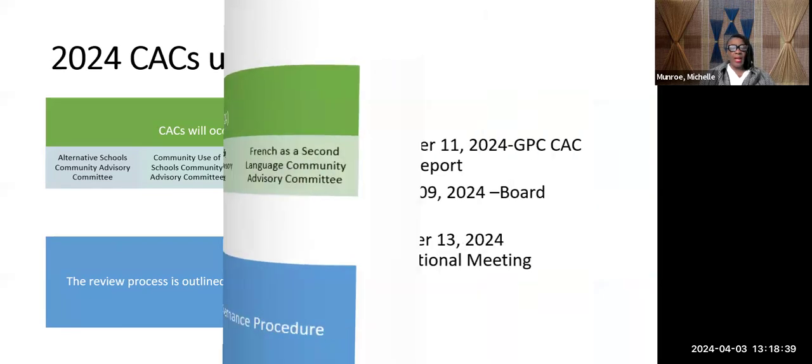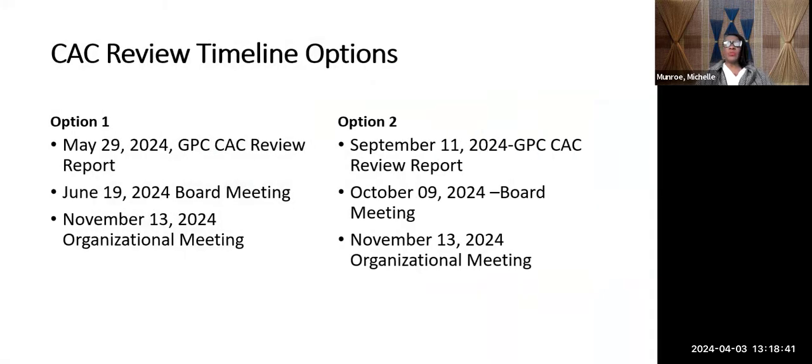So the process around the review, here are the review timelines for this year. We have two options that we've outlined already to our CAC co-chairs and to our staff, and we want to continue to reiterate it. The first CAC review timeline is that staff will engage in a review process that will result in a report getting to our GPC for May, which tentatively may get to our June meeting, which tentatively may be ready for the November 24 board organizational meeting.